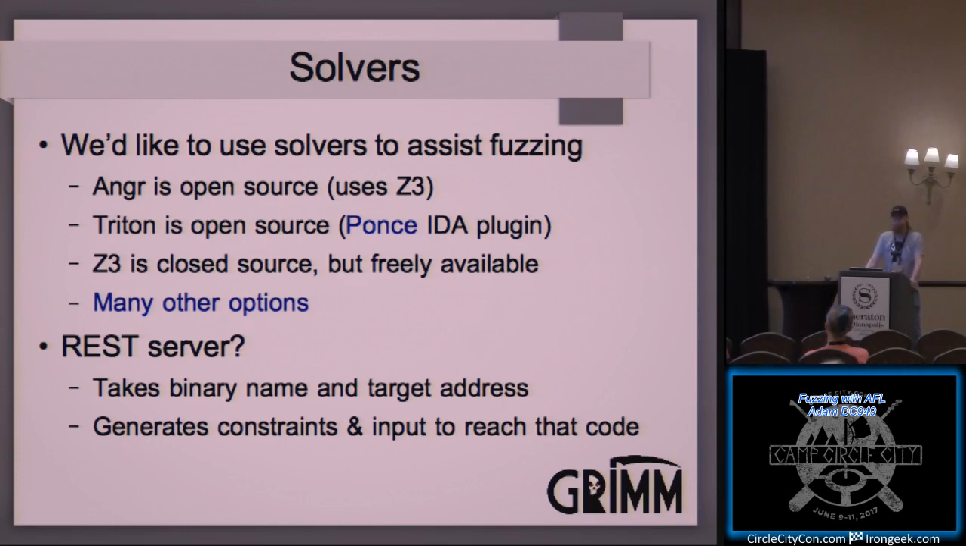There's a whole bunch of other ones. There's STP, which is an open source one that, if you're not using Z3, then you're probably using STP. Those are the two main ones. So I was thinking, wouldn't it be cool if you had a REST server? I would just give it a binary name and the target address, and it would just give me a file that would reach that.